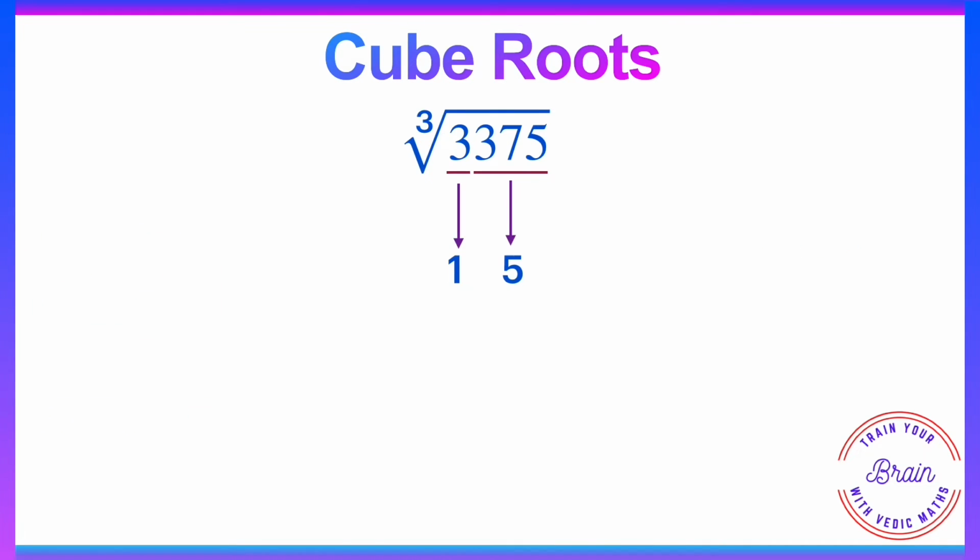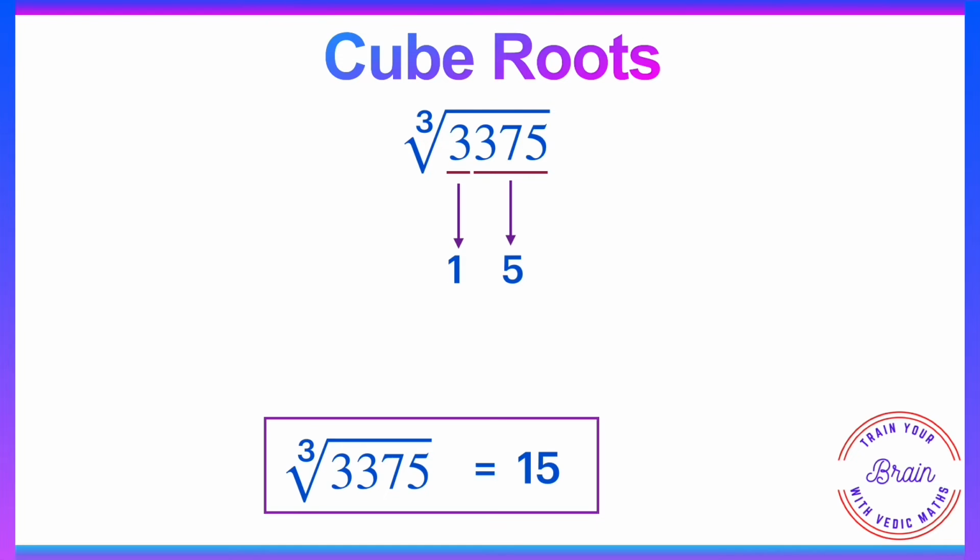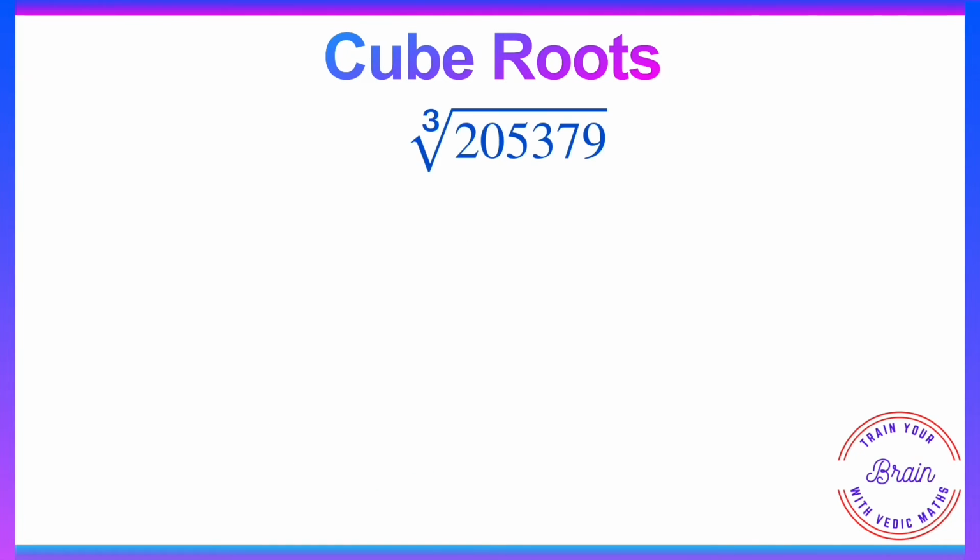Then cube root of 3375 is 15. Let's take another example. Cube root of 2,05,379.